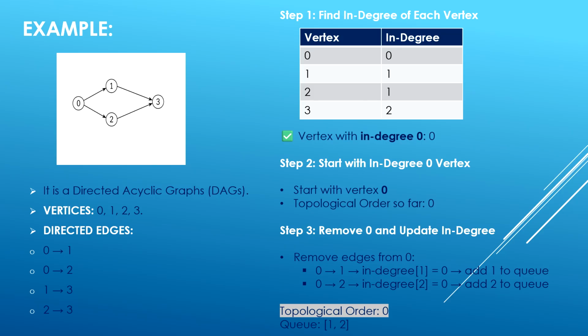First, we find the in-degree of each vertex. Vertex 0 has in-degree 0. So we start with it. Next, we remove vertex 0 and update the in-degree of its neighbors. Now, vertex 1 and 2 become 0. So we add them to the queue.